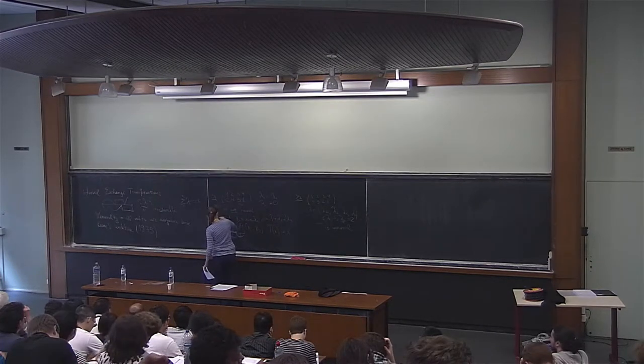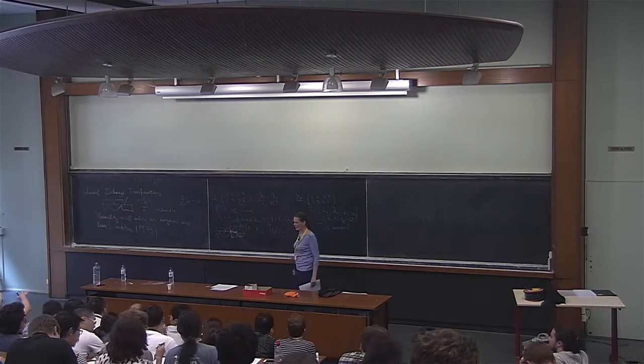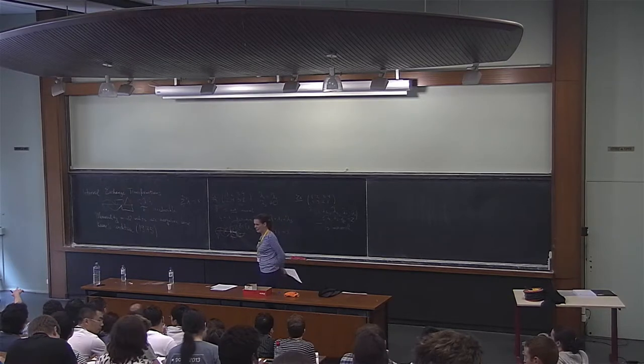You are right. I'm sorry. X1 is here and X2 is here. A bit too fast. Thanks. I forgot what happens at the vertices of this map.